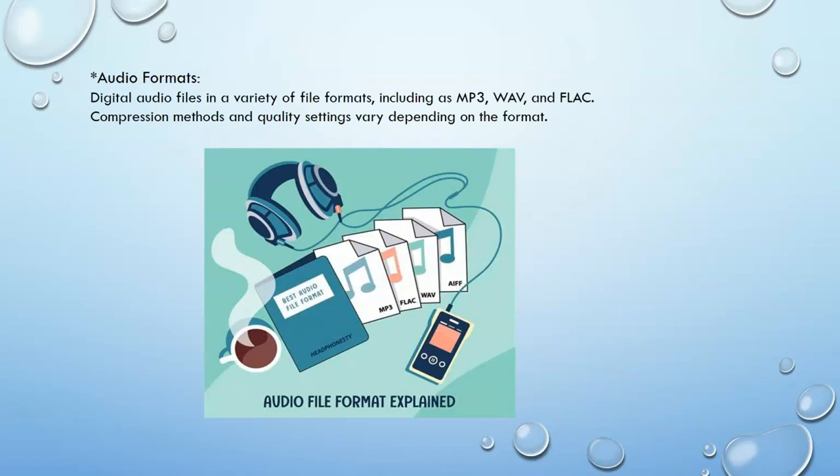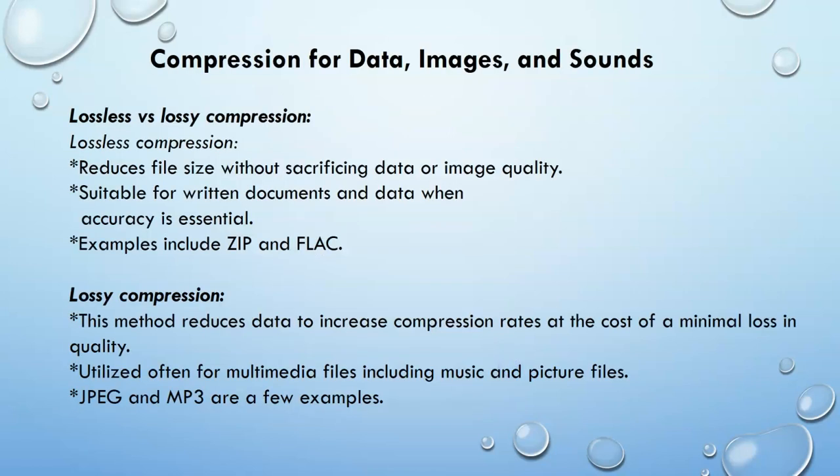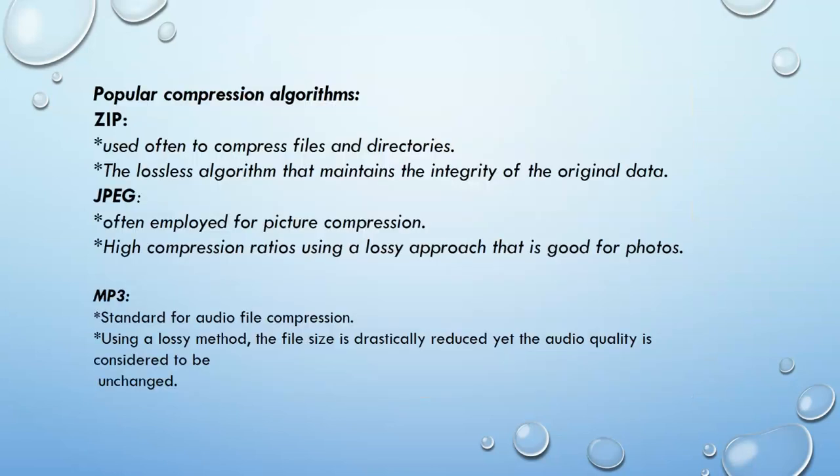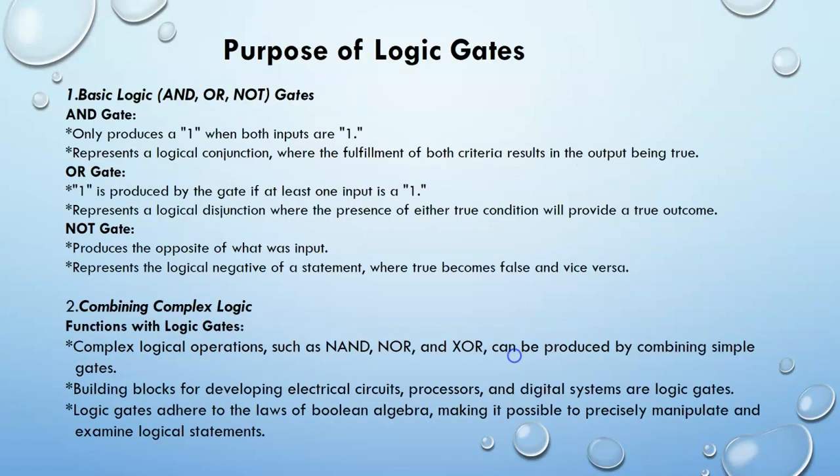Audio formats. Digital audio files come in a variety of file formats, including MP3, WAV, and FLAC. Compression of data, images, and sounds. Lossless versus lossy compression. This is the way it looks: the original one, the lossless one, the lossy one. Popular compression algorithms. There are three types: ZIP, JPG, MP3.